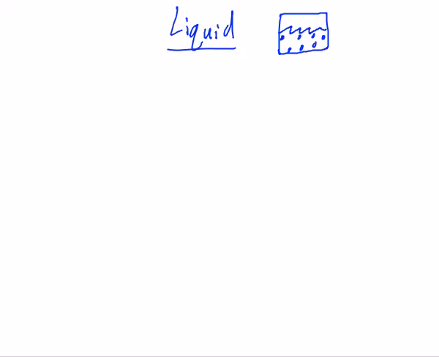This is when we did our hands. They kind of rolled around each other. They can flow or glide past each other. That's what fluidity means. Solids have a definite shape and a definite volume.